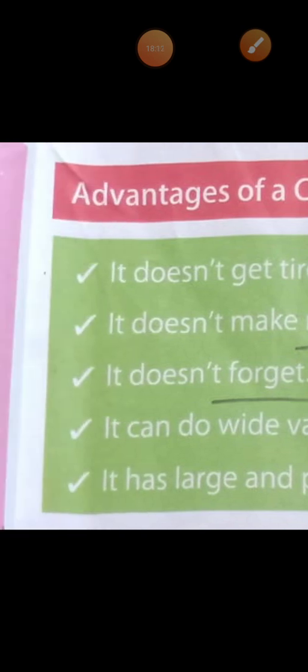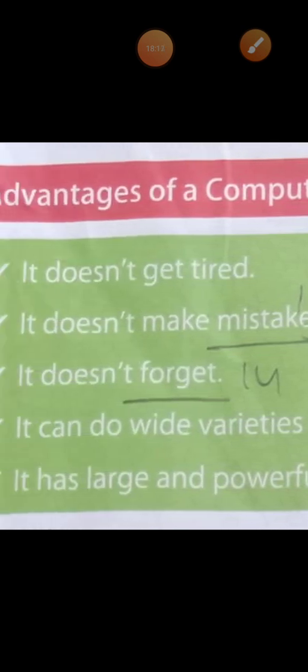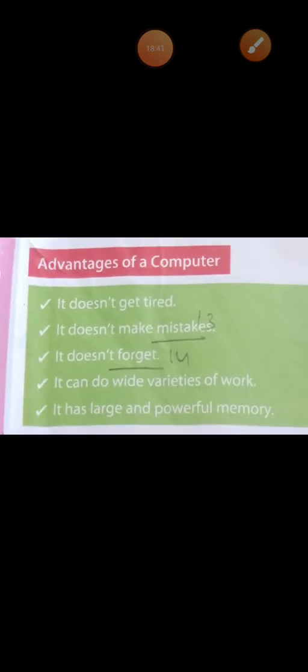Okay, next, it has large and super powerful memory. So it has more memory space. We can store more information or data in our computer. So these are the advantages of a computer. Uses means what are the things we are using a computer for. Advantages means what favors a computer gives to us. Okay, so now we are going to see one activity about the uses and advantages. Ready?